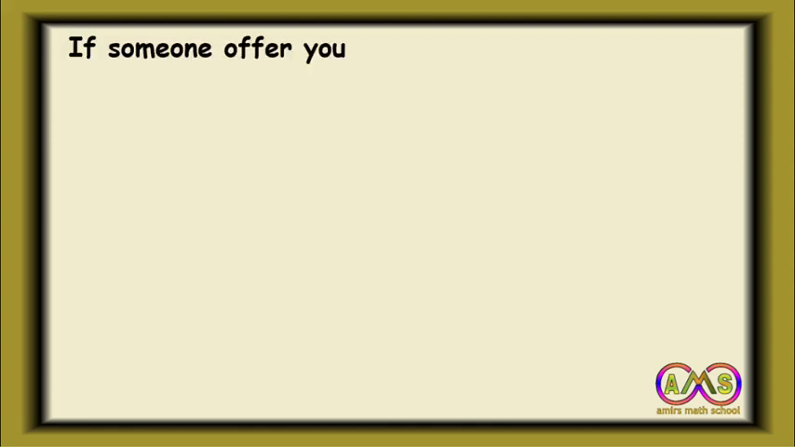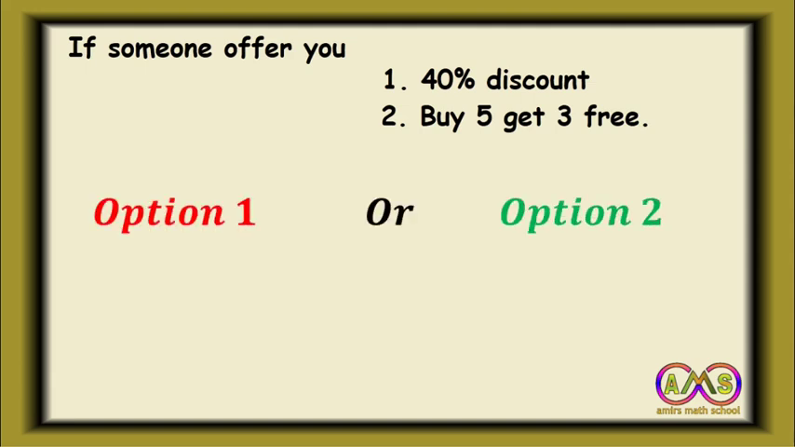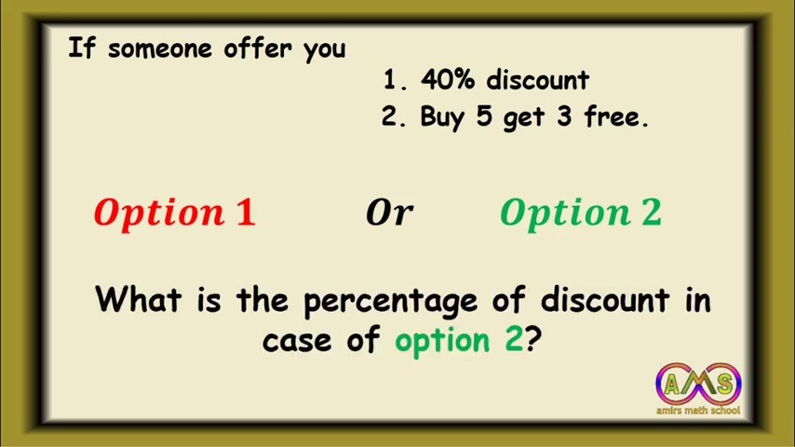If someone offers you option 1, a 40% discount, and option 2, buy 5 and get 3 free, which option is beneficial for you? For this you need to know the percent of discount in case of option 2. So this is the main discussion point of this video.